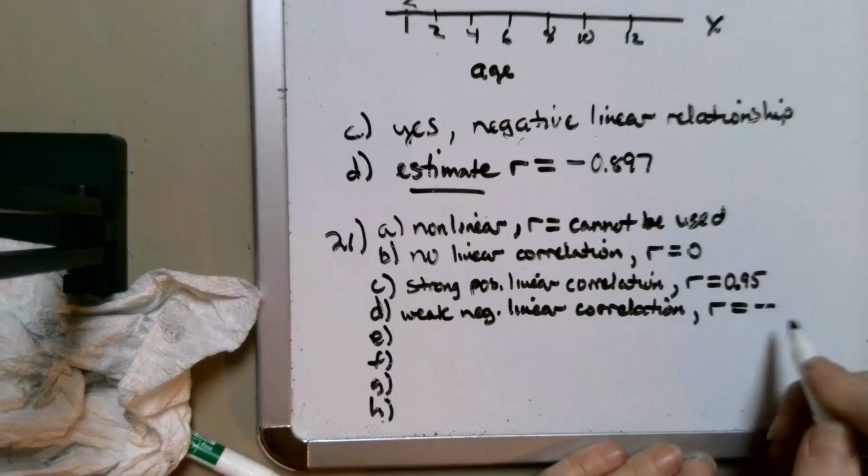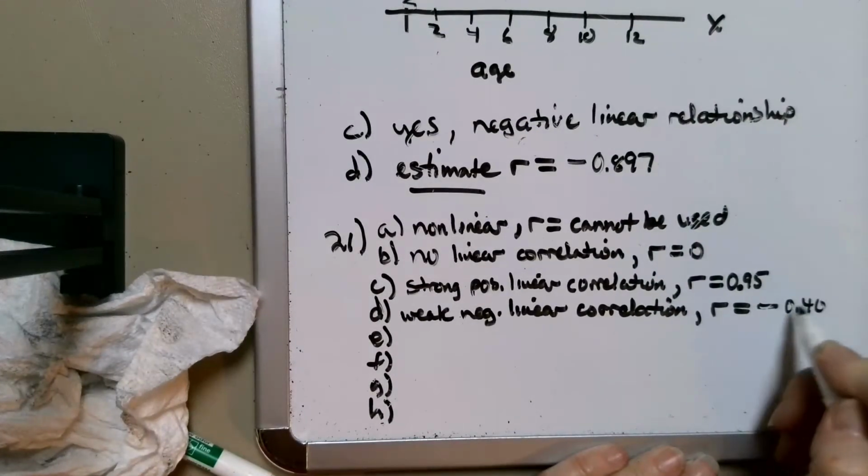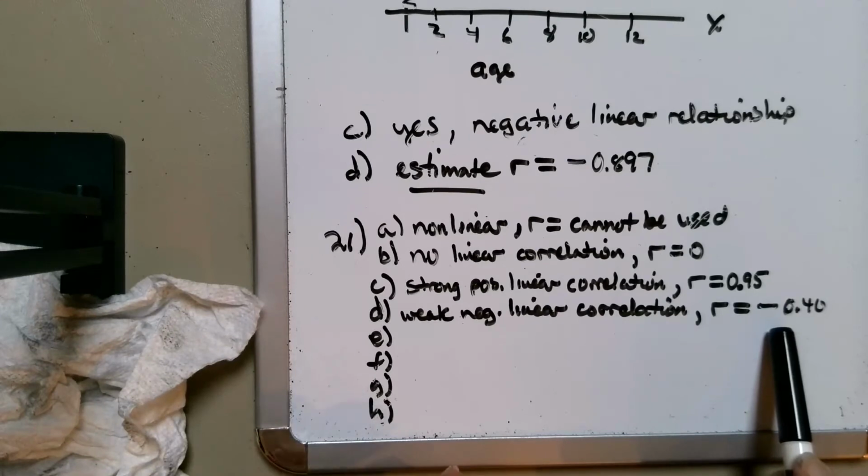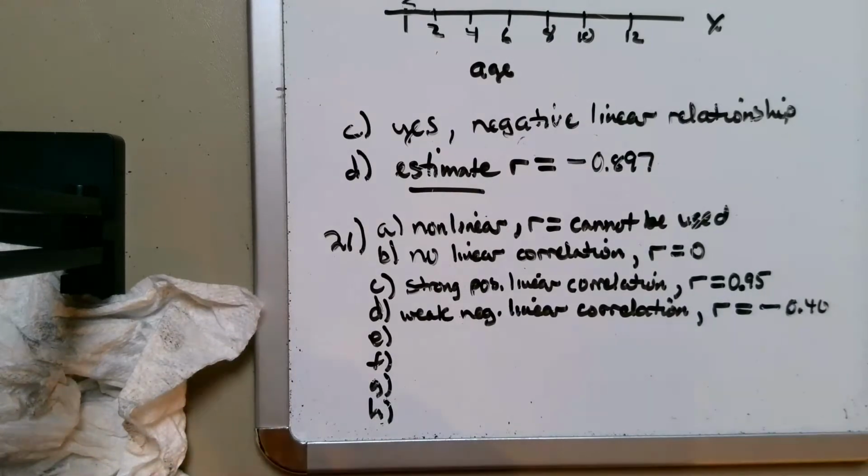Again, I'm not going to expect really close answers, but it definitely needs to be negative, and it shouldn't be close to negative 1. So it's going to be somewhat weak. And again, looking at page 483, we'll get some better ideas about those R values.